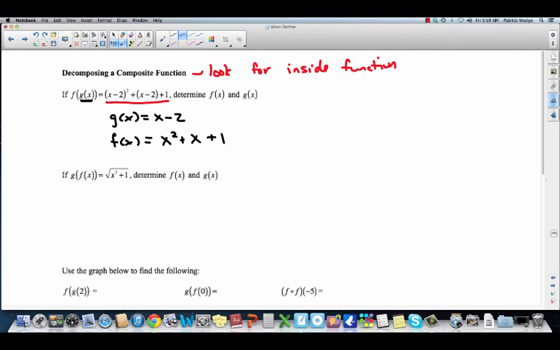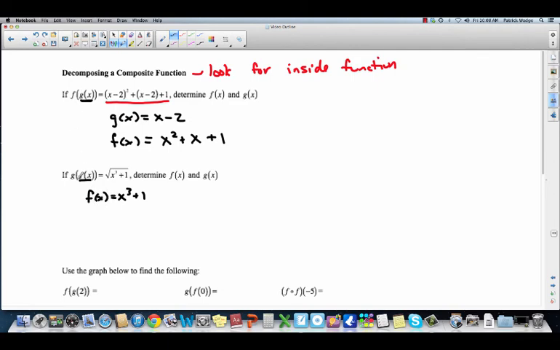Okay, the next one. What is the inside function here? We have the square root of x cubed plus 1. Well, the inside function's the x cubed plus 1. That's the part that's within the other part of the function. It's the smaller part of the function. What should we call that one? Well, the inside function is the f. So this would be my f of x.